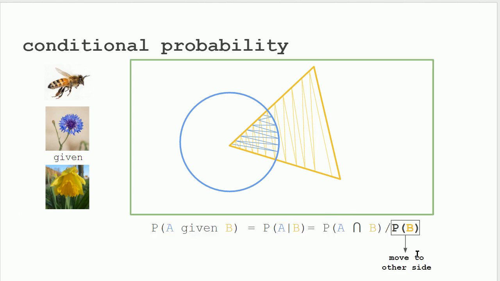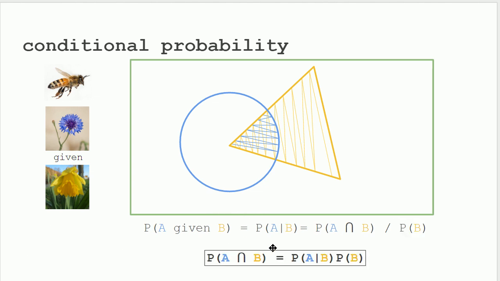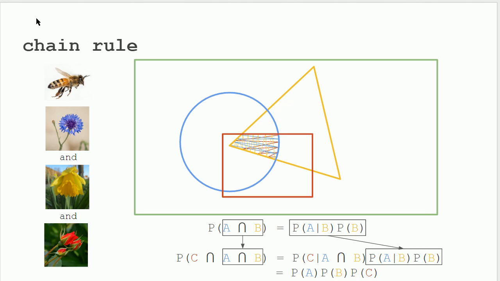So let's do some mathematical manipulations to see what we can do with this. Given this expression, let's multiply both sides by P of B. Then what we get is a new equation for the intersection of these two events, which is the conditional probability of A given B multiplied by P of B. So now we have a second type of equation for the intersection. And we can use this to illustrate that we can use these equations for more than two events.